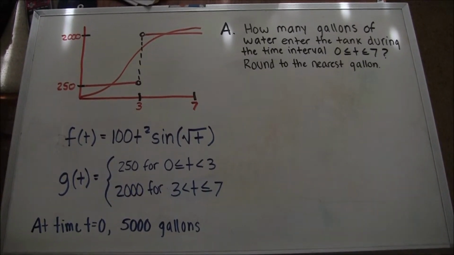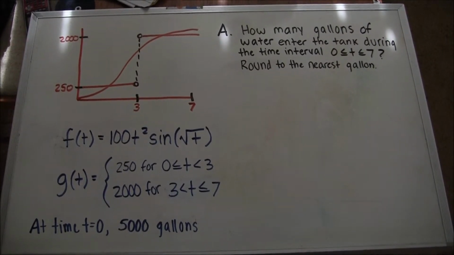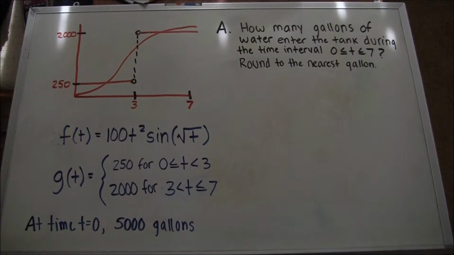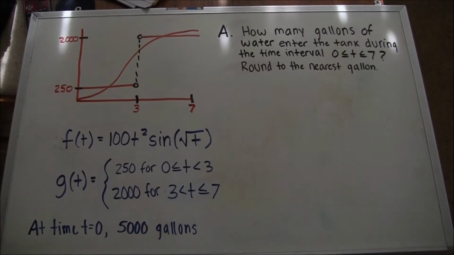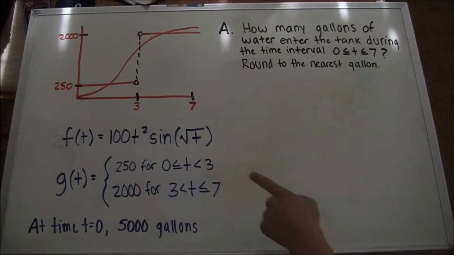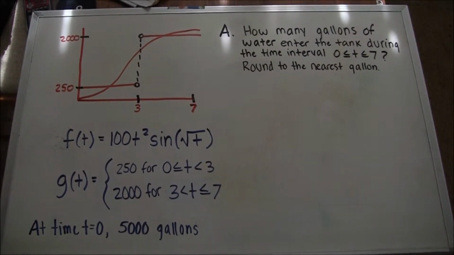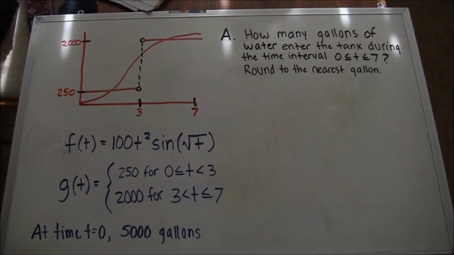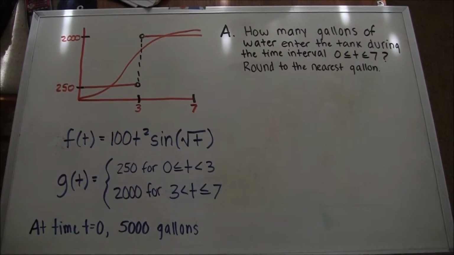States, the amount of water in a storage tank in gallons is modeled by a continuous function on the time interval 0 to 7, where t is measured in hours. In this model, rates are given as follows. The rate at which water enters the tank, f of t, is 100 t squared sine square root of t gallons per hour for 0 to 7. The rate at which water leaves the tank is g of t given by the piecewise function shown.